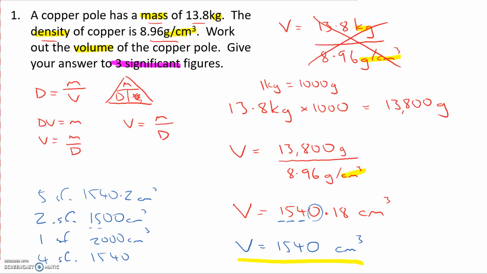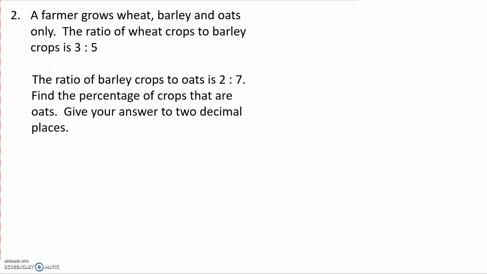1,540 cubic centimetres. Done. Number 2. A farmer grows wheat, barley and oats only. The ratio of wheat crops to barley crops is 3 to 5. Right, so we've got one ratio, it's 3 to 5, and the 3 to 5 is wheat to barley. The ratio of barley crops to oats is 2 to 7. Find the percentage of crops that are oats.